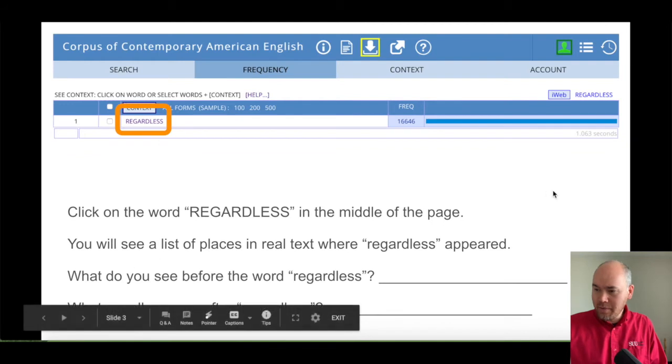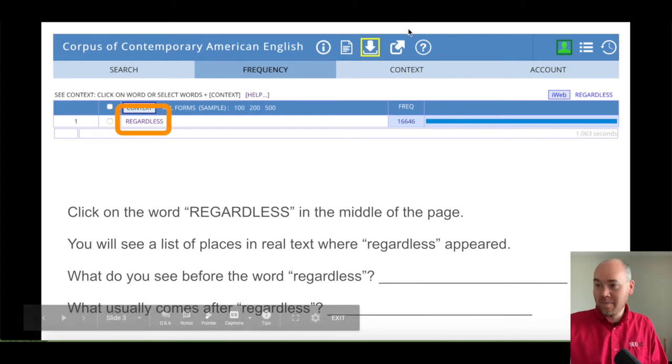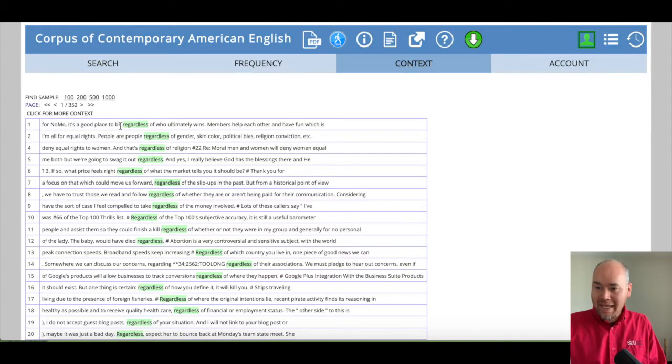What do you see before? I wish that would stop coming up. Get out of my way. That's not going to move. Okay, and what comes after? What comes before? If I'm looking at the samples, I don't really see a pattern. There are a lot of verbs.